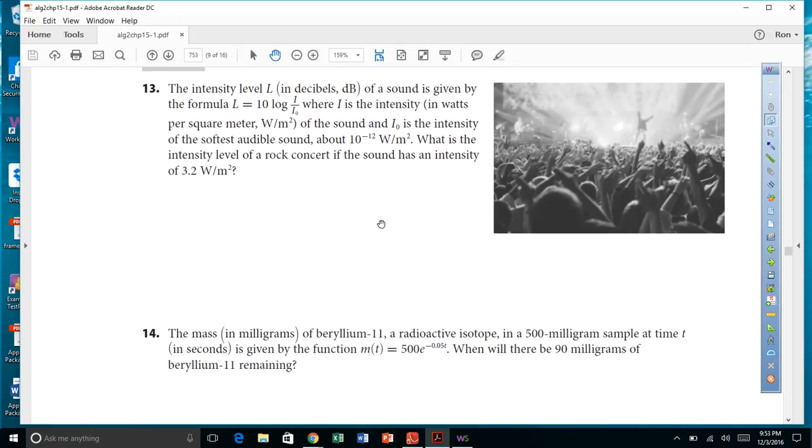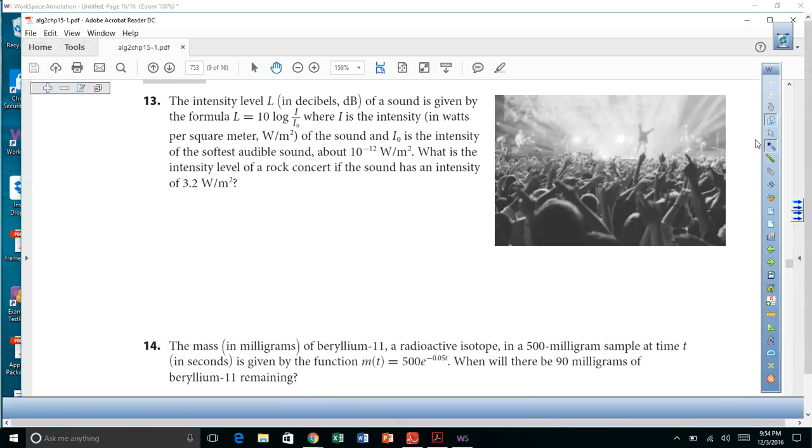Our turn. The intensity level L in decibels of a sound is given by the formula L equals 10 times log base 10 of I over I sub 0, where I is the intensity in watts per square meter of the sound, and I sub 0 is the intensity of the softest audible sound, which is about 10 to the negative 12 watts per square meter. What is the intensity level of a rock concert if the sound has an intensity of 3.2?